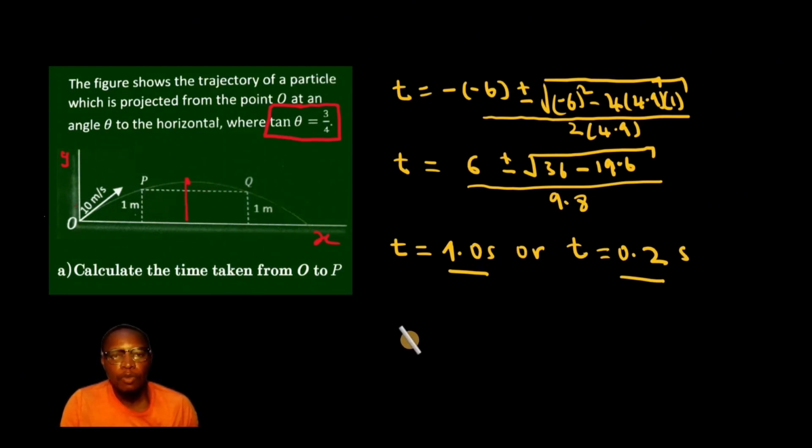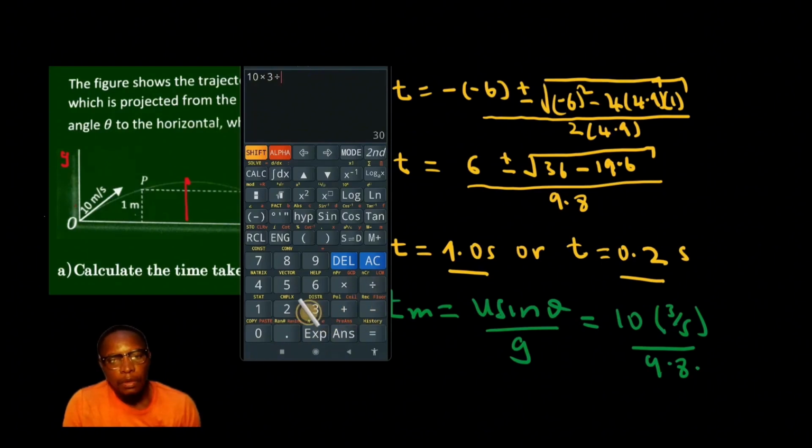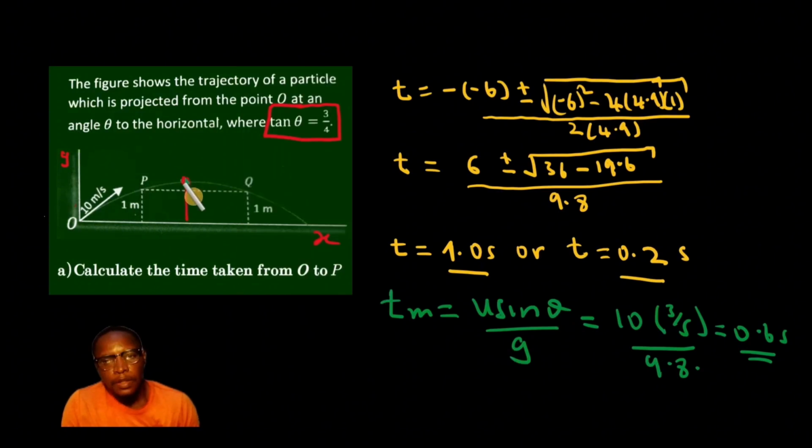The formula for the time at the maximum height is Tm equals U sine theta over g. That is, the time at the maximum height is 10 times sine theta, where sine theta is 3 over 5, all over 9.8. 10 times 3 over 5, divided by 9.8, is approximately 0.6 seconds in one decimal place. This is the time at maximum height, 0.6 seconds.